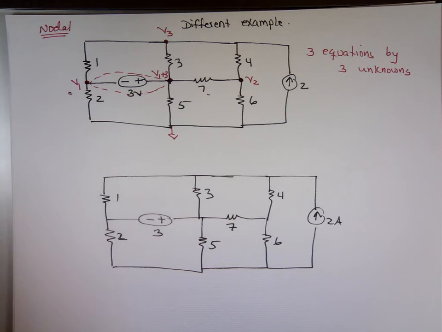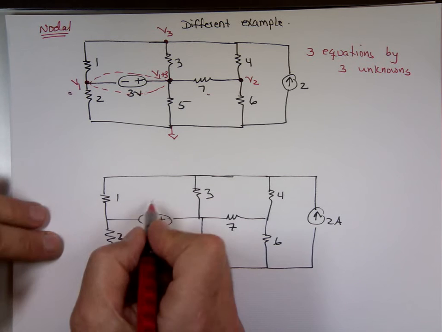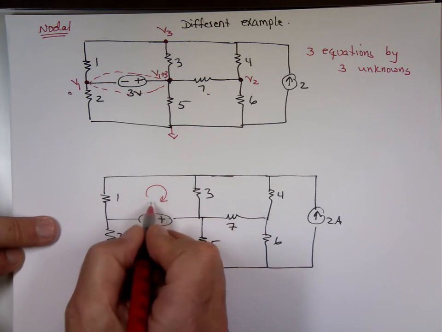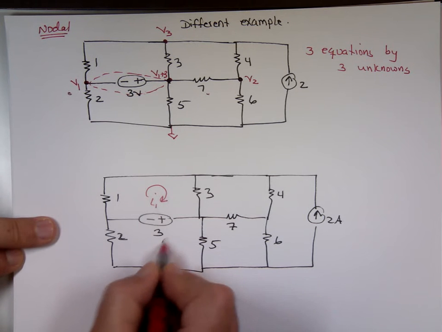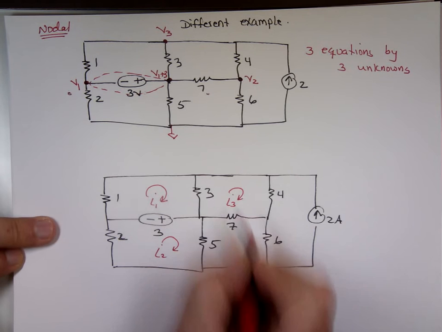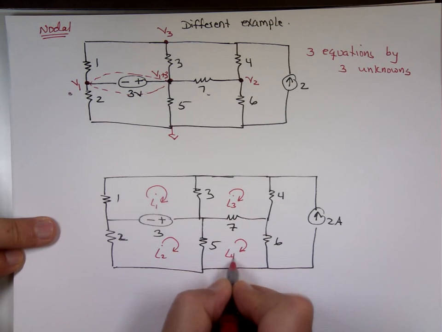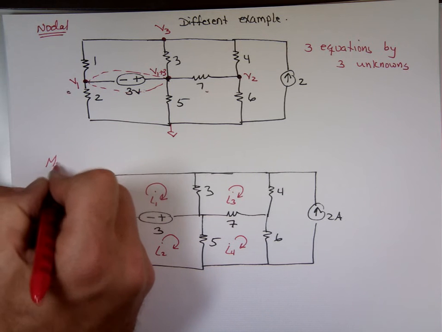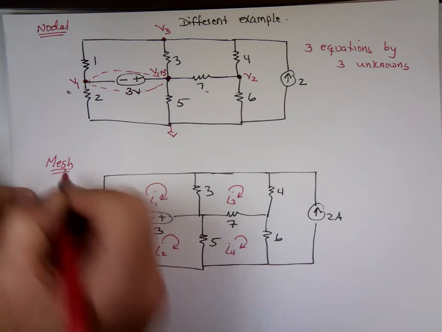You could still use the mesh analysis, it'll just take longer. It'll be 4 equations: I sub 1, I sub 2, I sub 3, I sub 4. The question Luke asked, can I still use mesh analysis? Absolutely, I can use it, except now what? 4 equations by 4 unknowns.